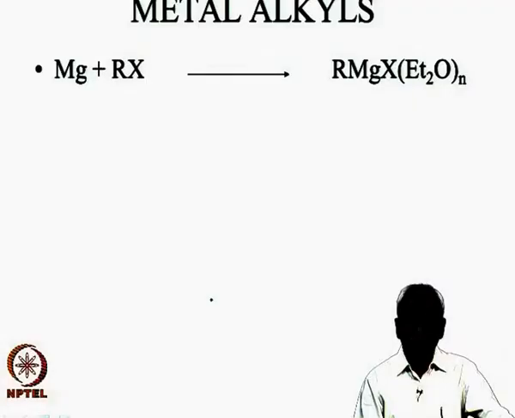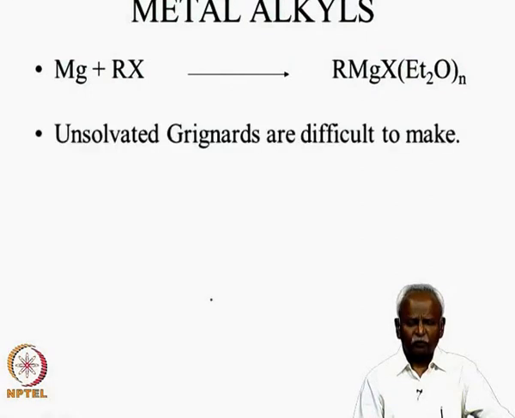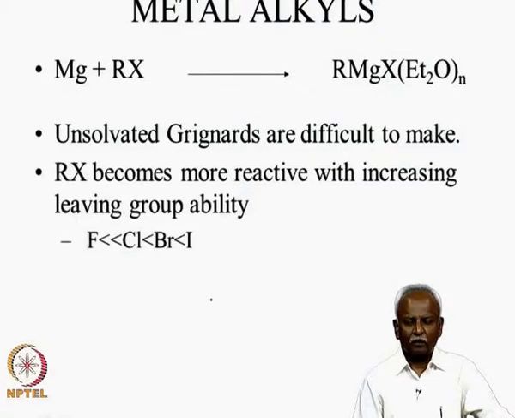So, in general, diethyl ether is a very convenient ligand. It also is a convenient solvent which is used in the preparation of Grignards, and so the RMgX is usually coordinated with diethyl ether. And if you want to make unsolvated Grignard reagents, these are extremely difficult to make, and the less you coordinate the Grignard, the more reactive it becomes.